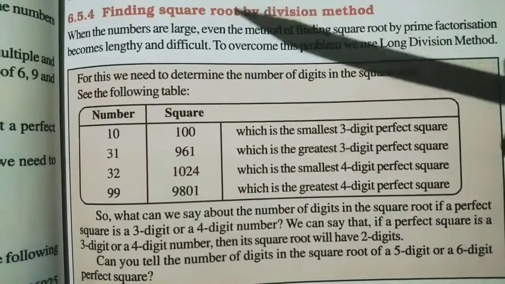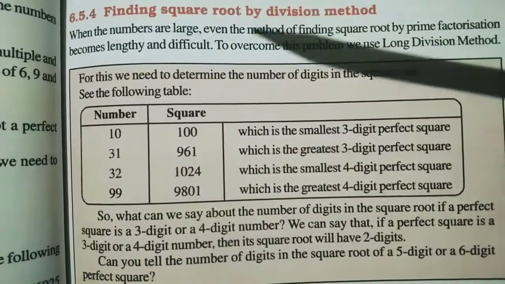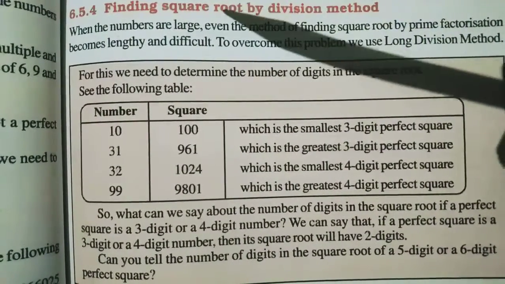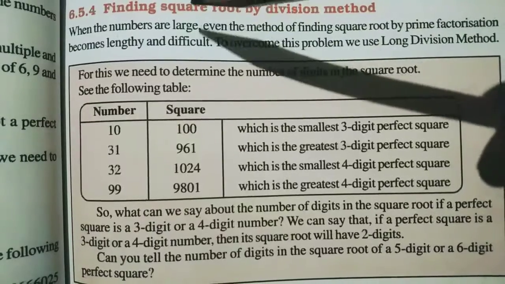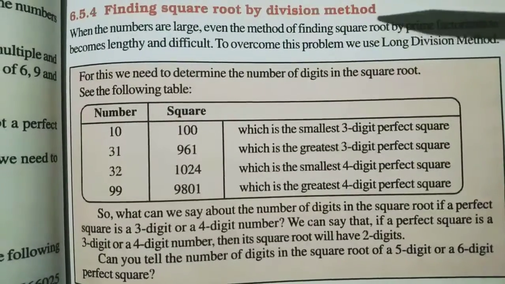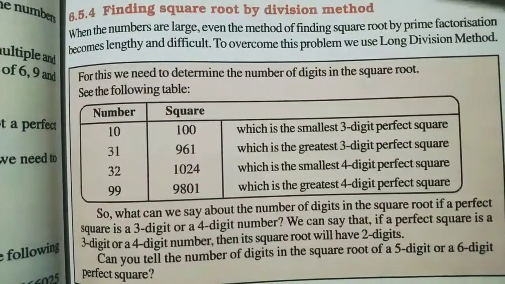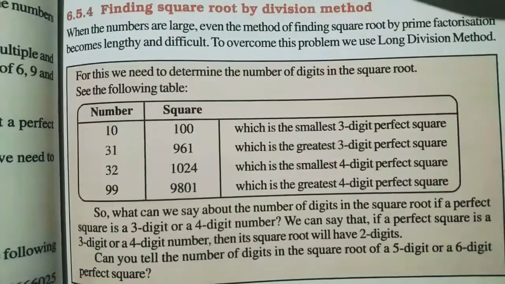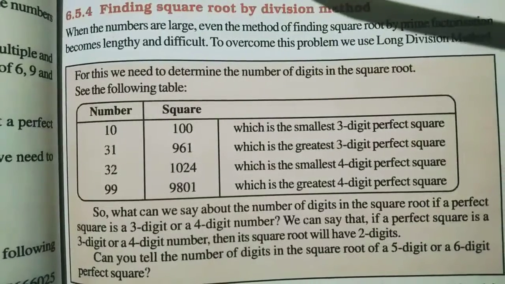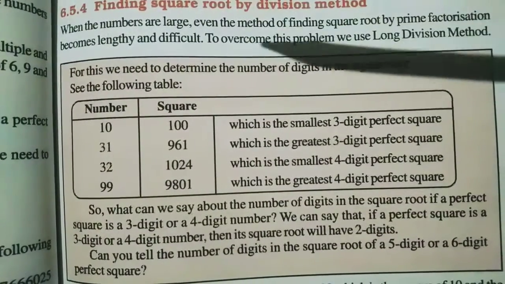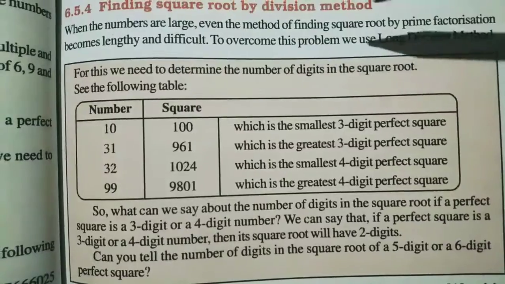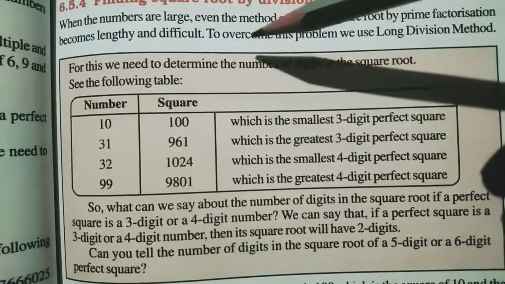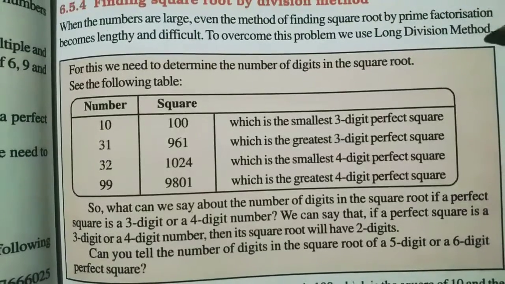So if you are finding the square root of large numbers, suppose a 6 digit number, 7 digit number, 8 digit number, like this, these are very large numbers. You have found the square root of numbers having 3 digits, 2 digits, then 5 digits, 4 digits by the prime factorization method. But if the number of digits is more, that means if it is a large number, it is very difficult and very lengthy to find the square root by prime factorization method. Okay, that's why to overcome this problem we use the long division method.